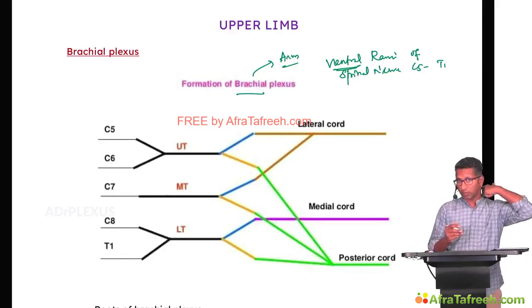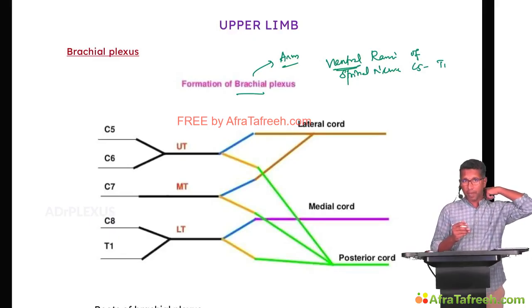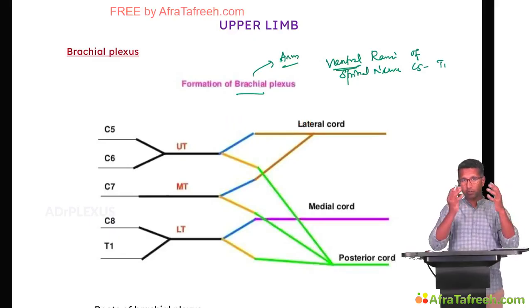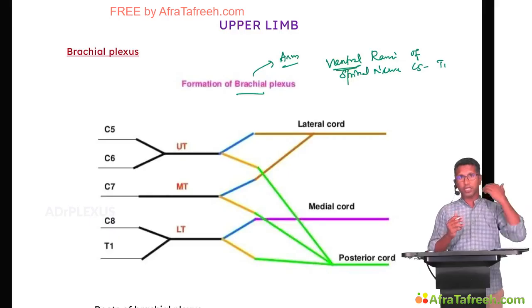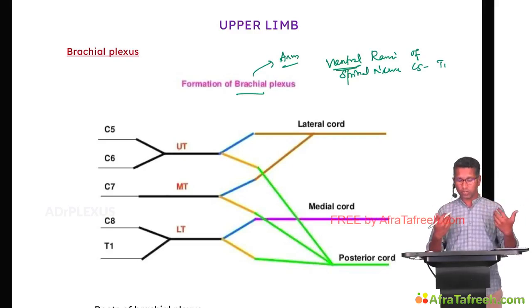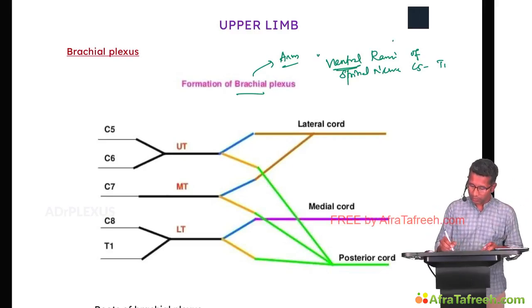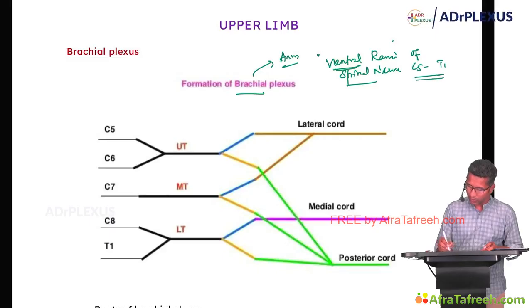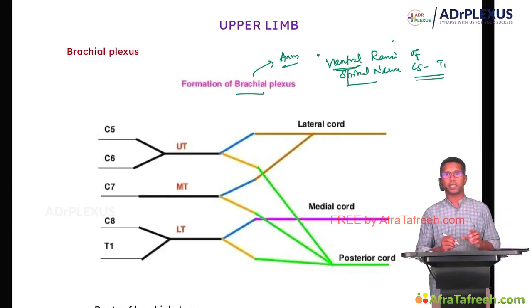I told you dorsal rami go to the muscles at the back. Around the spine you have muscles, so this dorsal rami will go and supply the muscles in the paravertebral region, guys. So the ventral rami will come to the limbs now. The ventral rami of the spinal nerves C5 to T1 give rise to the brachial plexus, guys.